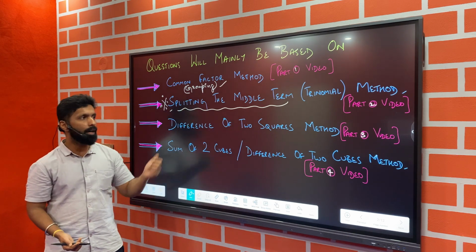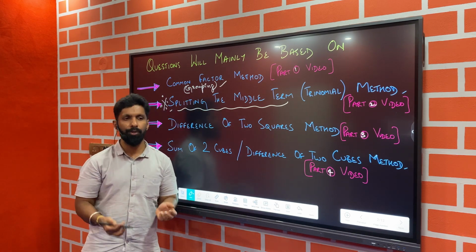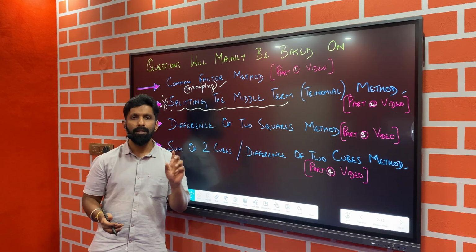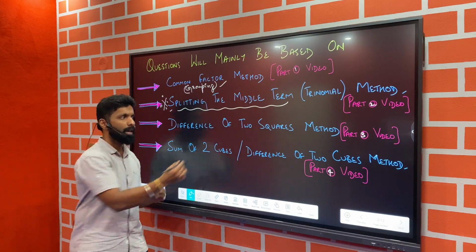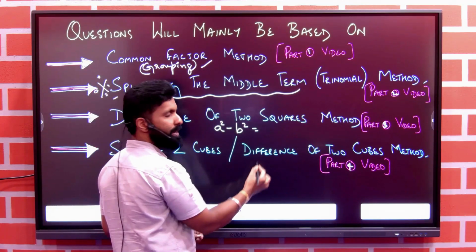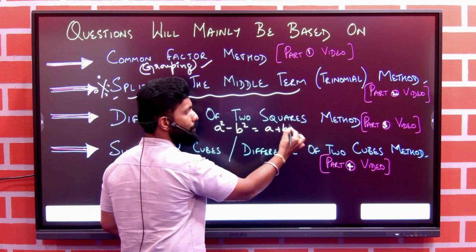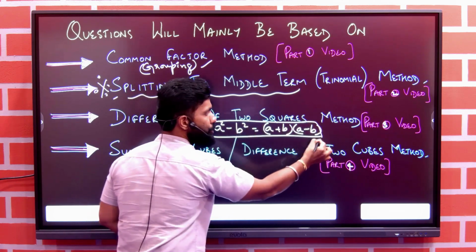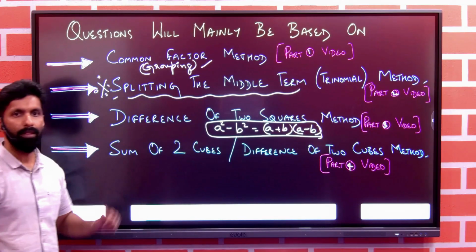The third one is difference of two squares, which we have generally learnt in our expansions chapter. We have learnt a formula, right? Difference of two squares means I'm talking about a square minus b square. All of us know a square minus b square is a plus b into a minus b. Based on this, we have a few questions to solve. So that is the third method.